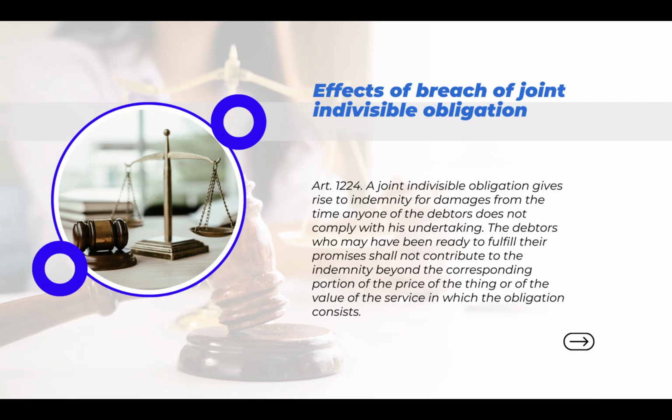According to Article 1224, a joint indivisible obligation gives rise to indemnity for damages from the time any one of the debtors does not comply with his undertaking. The debtors who may have been ready to fulfill their promises shall not contribute to the indemnity beyond the corresponding portion of the price of the thing or of the value of the service in which the obligation consists. Okay? The law is self-explanatory.